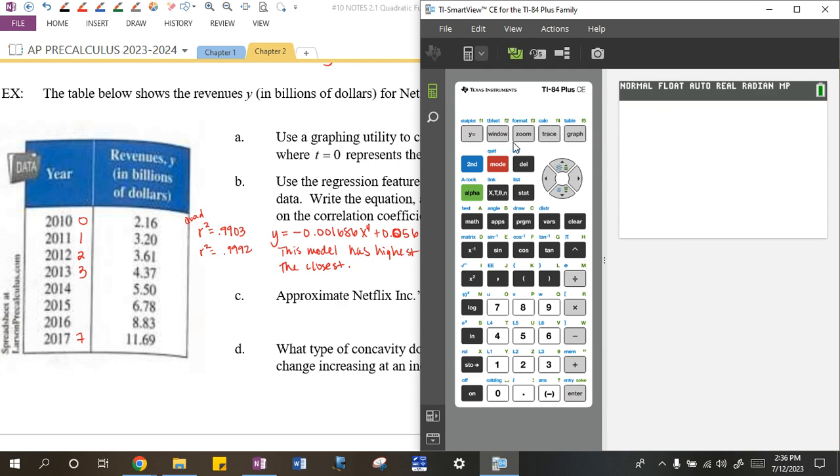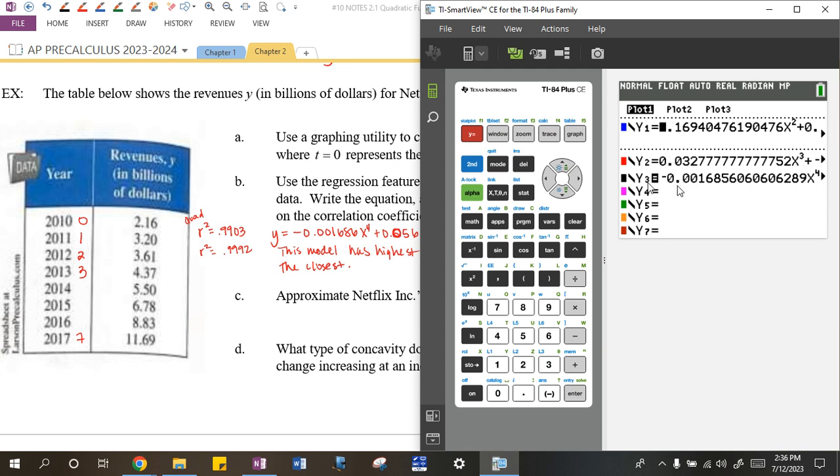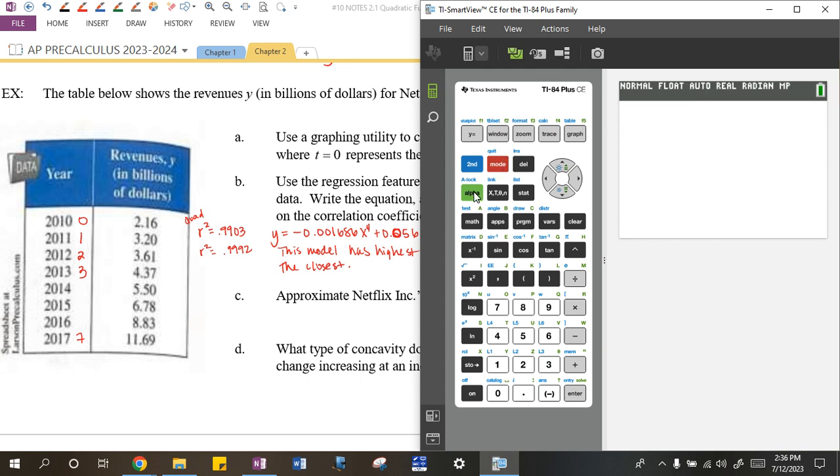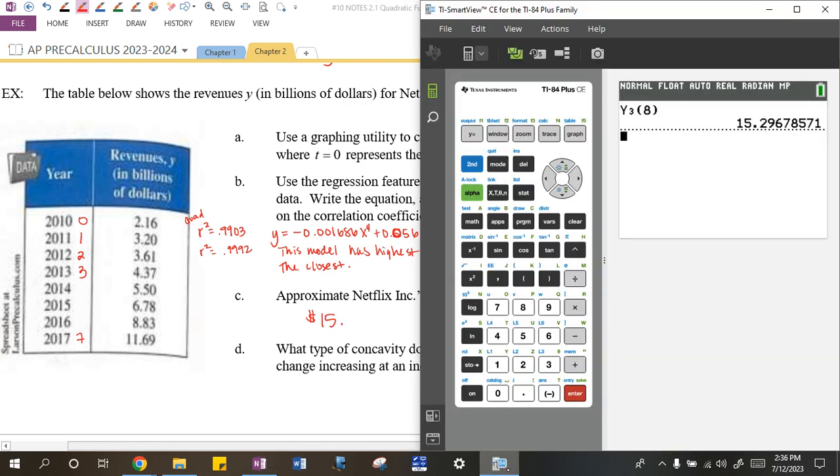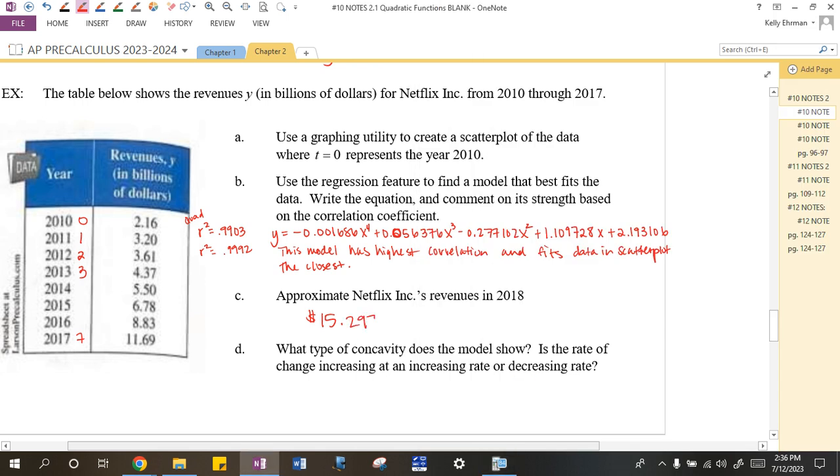Then use your home screen. So remind yourself where your function is, y3. Use function notation on your home screen. Alpha trace y3 of 8. That's what I want to find. So that is 15 point, let's round it to 297. This is talking about money, revenue, 15.297 billion dollars. That's a lot. I already have the dollars in there. Billion in 2018.